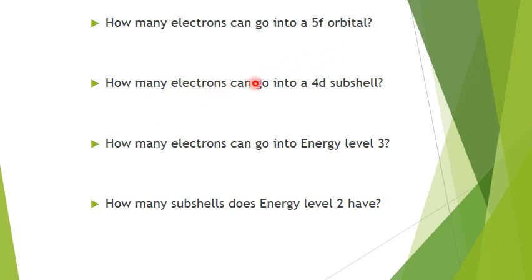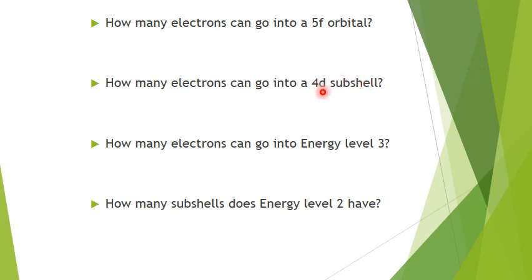How many electrons go into a 4D subshell? Okay, well, you don't have to worry about the 4. Just look at the D subshell. The D subshell has 5 orbitals, and it doesn't matter if it's a 5D, 3D, 6D, or whatever. All D subshells will have 5 orbitals, and in each orbital you can put 2, so there'll be 10 electrons you can put in a D subshell.